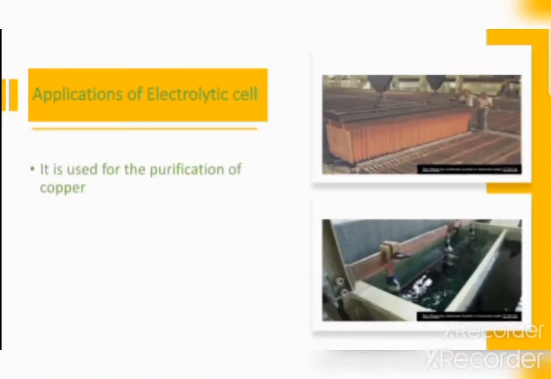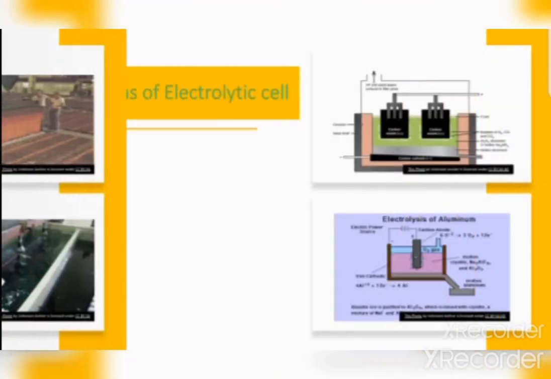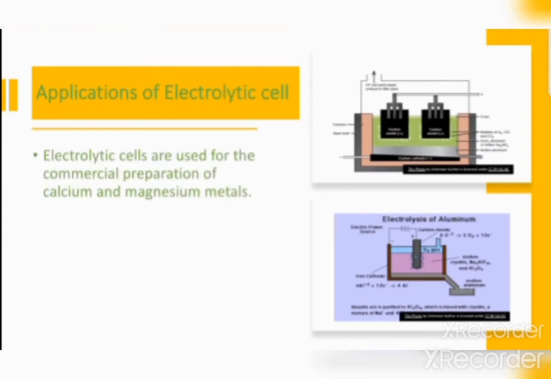It is used for the purification of copper. Electrolytic cells are used to electroplate metal such as tin, silver, nickel, etc. on steel. Electrolytic cells are used for the commercial preparation of calcium and magnesium metals. It is used to produce aluminum metal commercially.